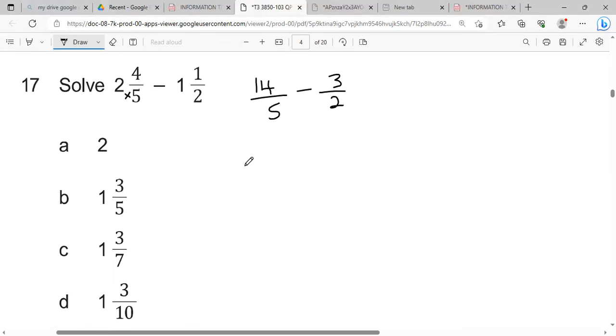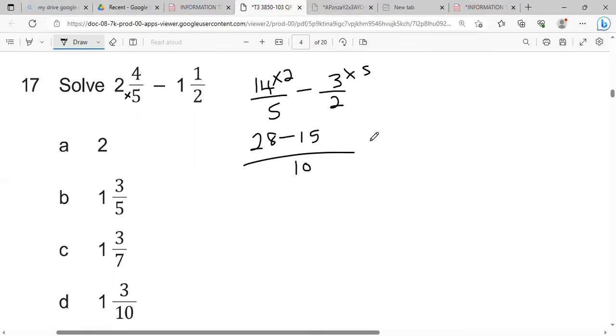So find our LCM. Once you're adding and subtracting, we find our LCM. I'll show you guys how to do that up at the top. So it works out to 10, right? 5 into 10 goes 2 times. So we multiply 2 times 14, which is 28. And then 2 into 10 goes 5 times. So 5 3s, 15.